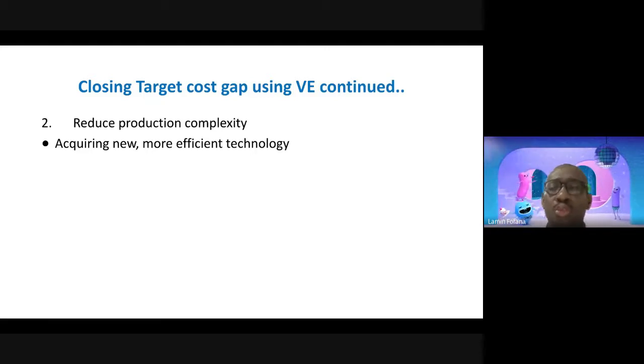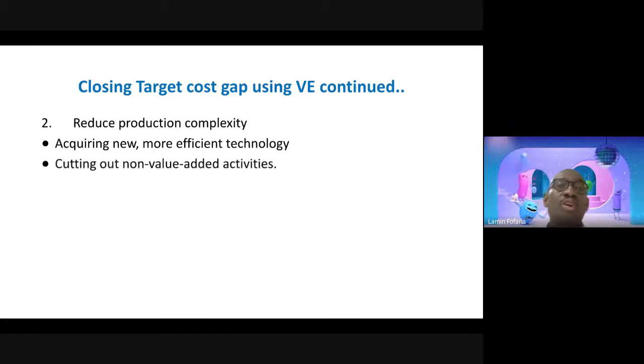It will obviously make the production cost higher, because if there are lots of steps to follow, every step will require some cost, and that's going to make your production process very, very expensive. So you have to reduce production complexity. You have to cut out non-value added activities.